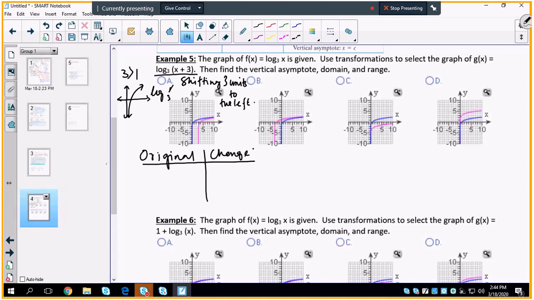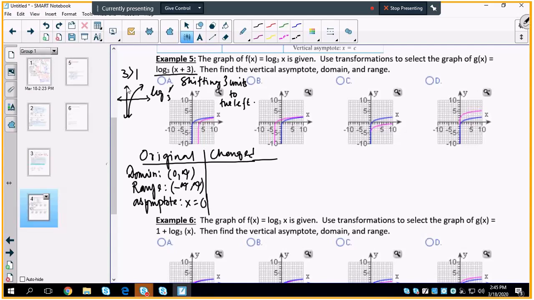The original domain of the logarithmic function is 0 to infinity. The range of the logarithmic function is negative infinity to infinity, and the asymptote is a vertical one, given by x equal to 0. So let's see what changes I am making.